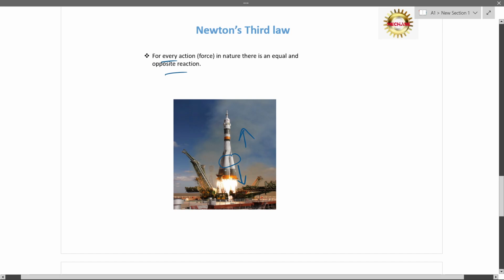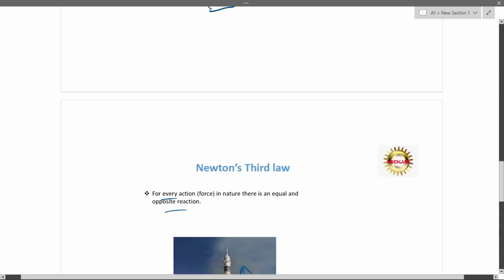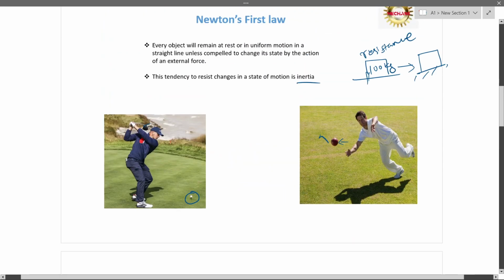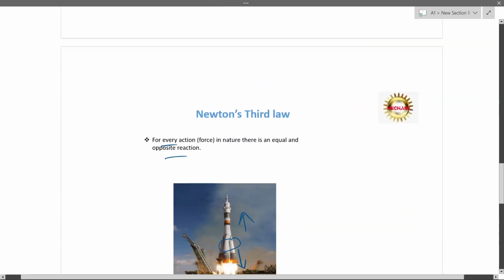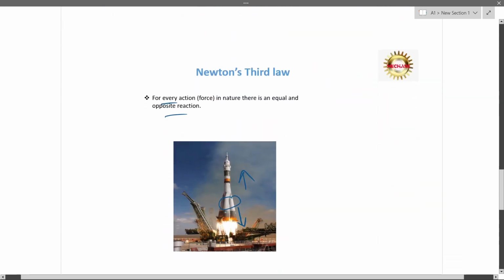So in this video, we learned about Newton's first law, second law, and third law. In Newton's first law, we talk about inertia and the object's state of motion or rest. In Newton's second law, we learned how to calculate force. And Newton's third law is about reactions.